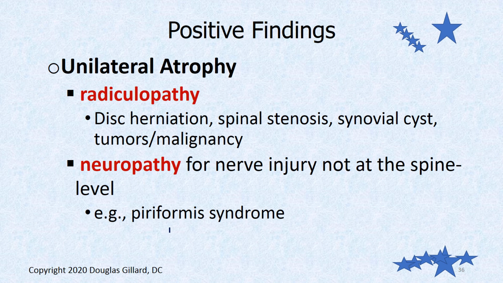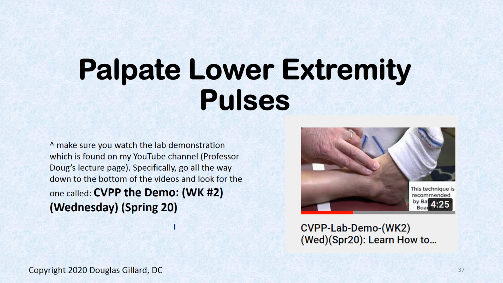Even piriformis syndrome, which is extremely rare. But if it does occur, it can cause a neuropathy of the sciatic nerve, not a radiculopathy. All right, and I've done this before. I will put my demo up too because I have nobody to do my lab demo. I'll put that up. I think I put the GIGU one. I didn't put this one up yet.